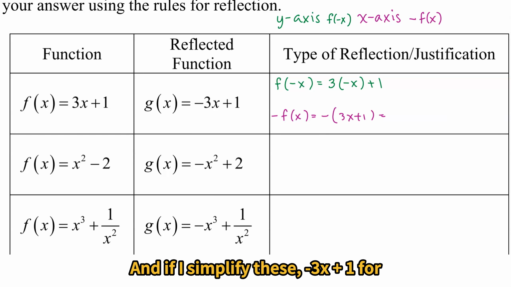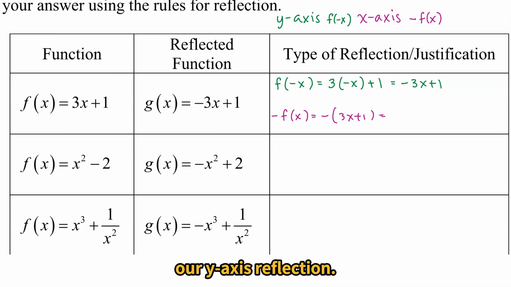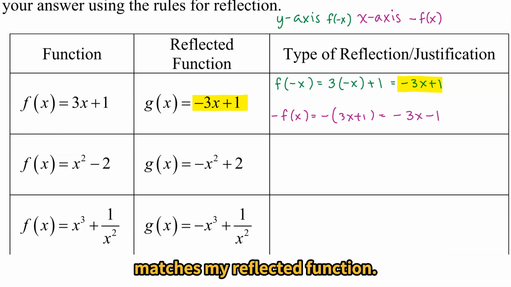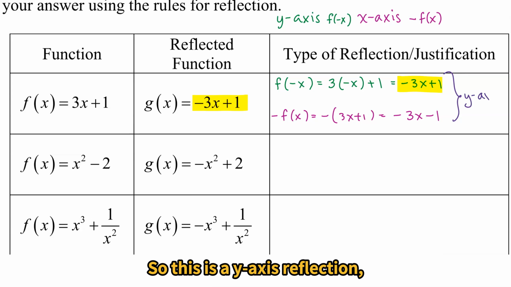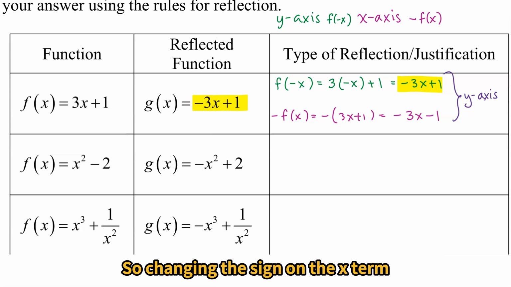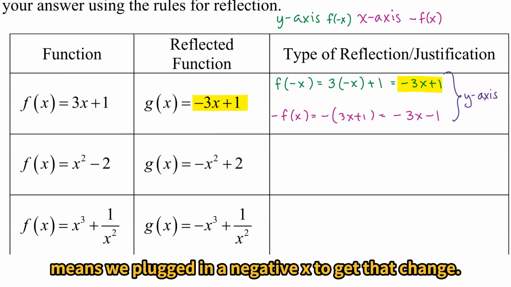And if I simplify these, negative 3x plus 1 for our y-axis reflection, for our x-axis reflection, negative 3x minus 1. But I notice that the negative 3x plus 1 matches my reflected function. So this is a y-axis reflection. Reflection across the y-axis. The only thing that changes sign is the x term, not the whole function. So changing the sign on the x term means we plugged in a negative x to get that change.